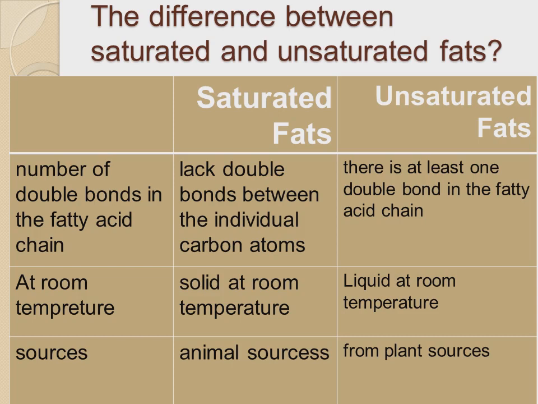Now, what is the difference between saturated and unsaturated fatty acid? First of all, in the number of double bonds, as we said, saturated fatty acid ما بينه double bond, lack of double bonds in the saturated fatty acid, while in unsaturated fatty acid there is at least one double bond. إذا قلنا one نسميه mono، وإذا أكثر نسميه polyunsaturated fatty acid. Now at room temperature الsaturated fatty acid يكون solid at room temperature، بينما unsaturated يكون liquid. The sources of these fatty acid, saturated fatty acid mainly from animal source, unsaturated fatty acid mainly from a plant source.